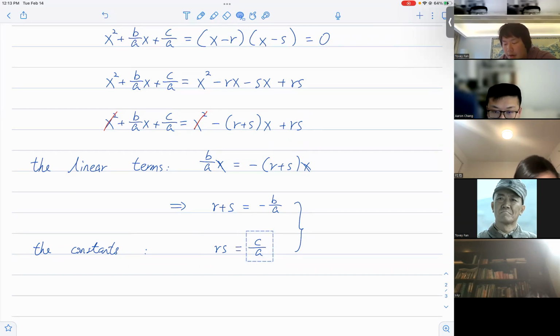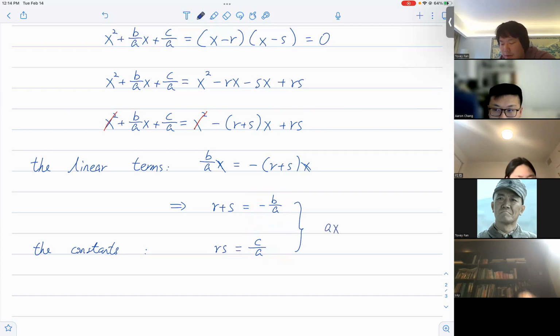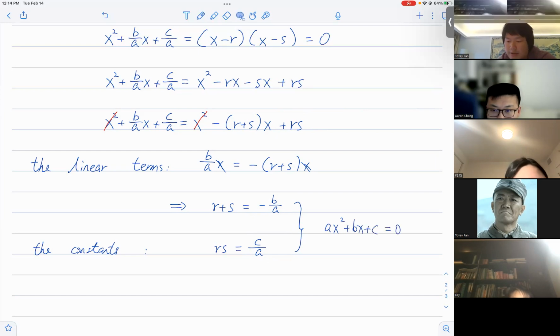Equals the constant coefficient, or the constant term, divided by the leading coefficient. Okay, these three letters A, B, C are the three letters from the original equation, the original general quadratic equation. C is the constant term, A is the leading coefficient, B is the linear coefficient.